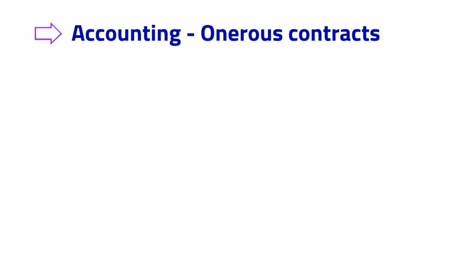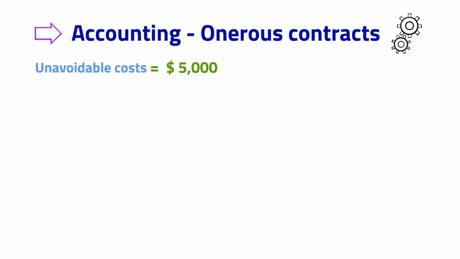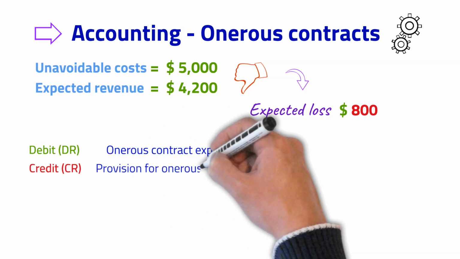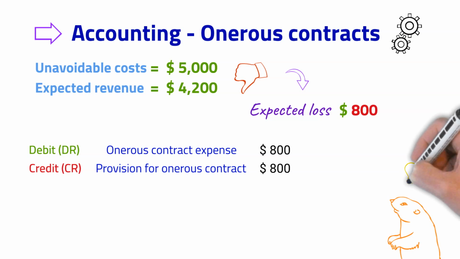Let's have a look at an onerous contract provision. Again, the logic is the same. Imagine we may need to sell apples with a huge discount. Unavoidable costs are $5,000 and expected revenue is only $4,200, so we provide for $800 now. Debit onerous contract expense $800, credit provision for onerous contracts $800.